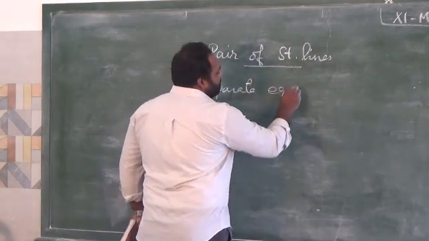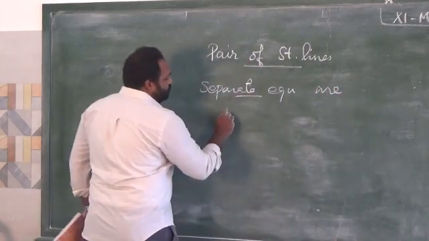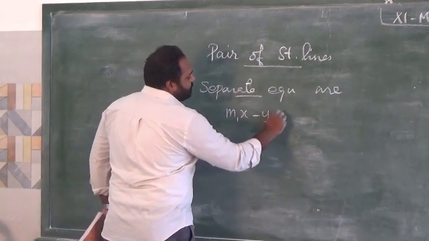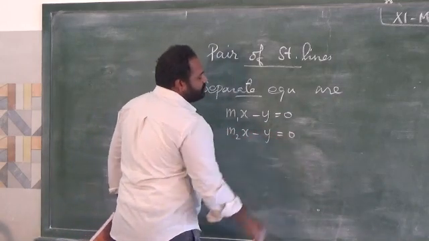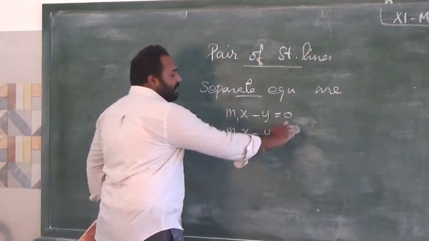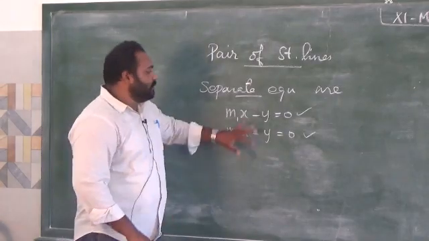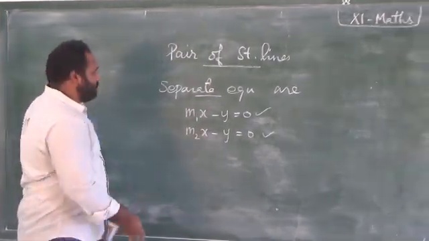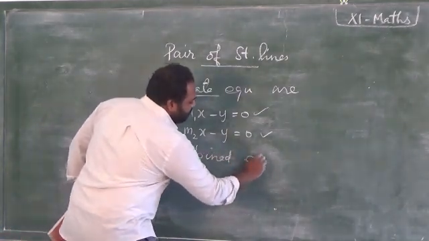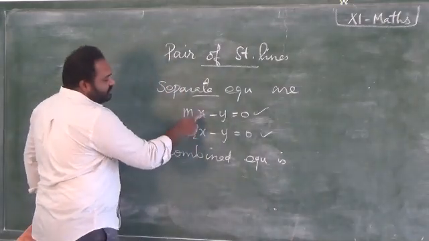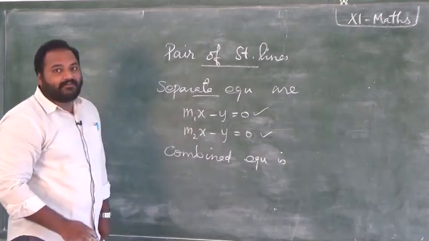The separate equations are m1x minus y is equal to 0, and m2x minus y is equal to 0. We have studied these so far separately, this line separately and this line separately. Now we are going to merge these two lines, and that is called a combined equation. If you merge these two equations, it is called a combined equation.